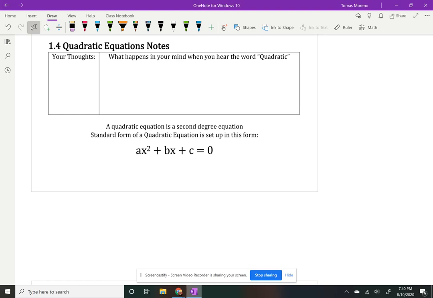But this is kind of like a free for all. It could be a word, it could be a picture, it could be a whole definition, or it could even be an example. So I just want you to go to town on it. It's a free for all.